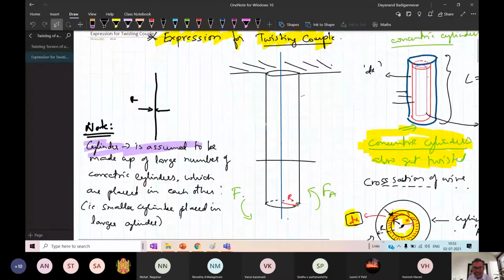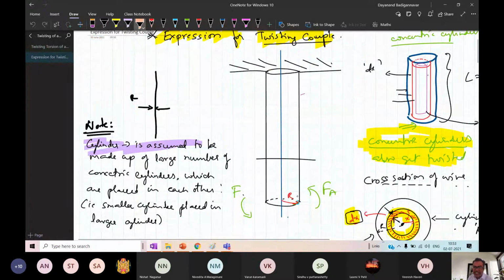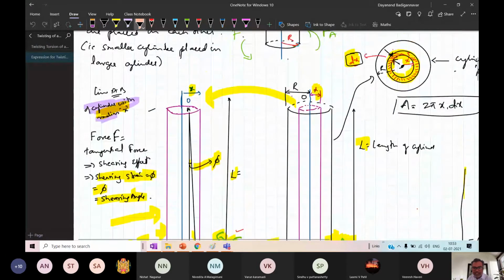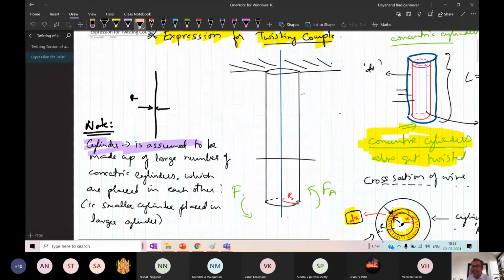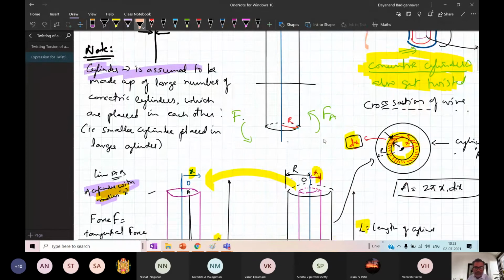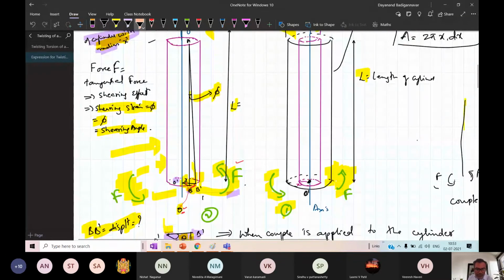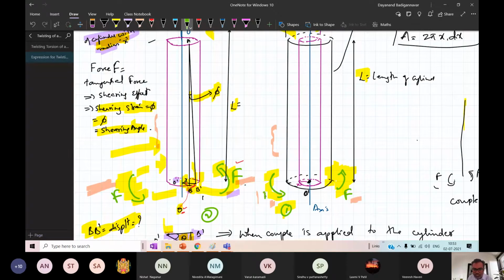Now look at the cylinder. This is the wire, in the form of a cylinder. I have assumed that it is made up of a large number of concentric cylinders, like the concept of a box in a box, cylindrical boxes in a kitchen. When you twist it, I have applied the force. This force and this force form a couple, so all the layers in the cylinder also get twisted.